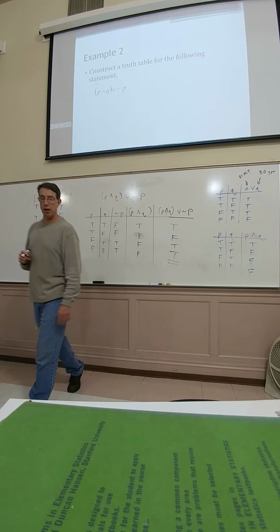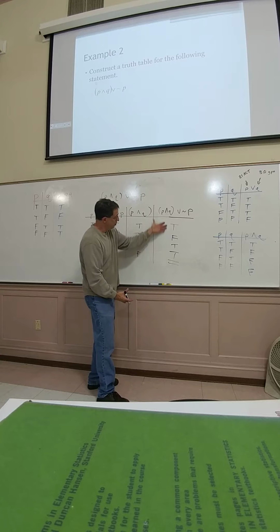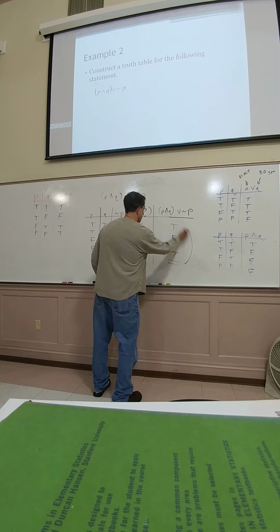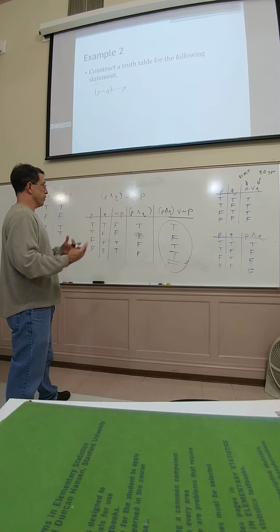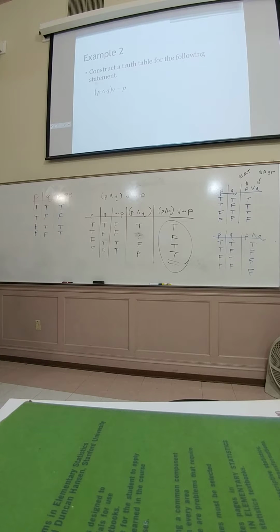I may not have explained that real well, but once you complete the last column on the first example, you've got the final result. And this is your answer to your truth table. So that's your final answer. It's that last column as you work it across.